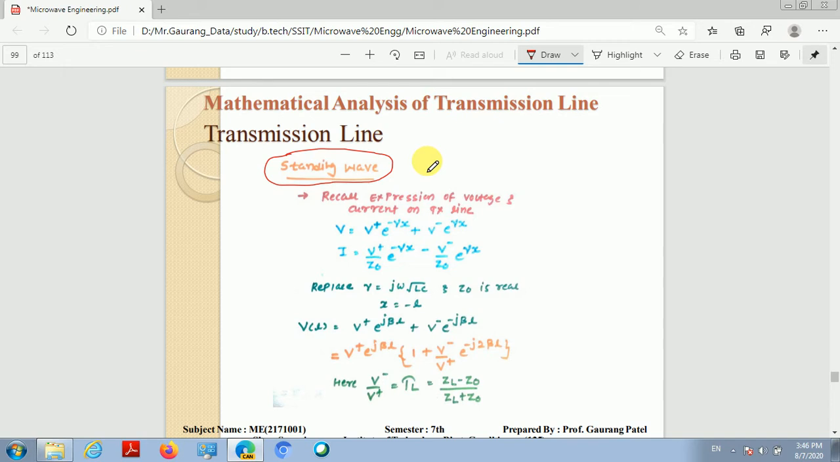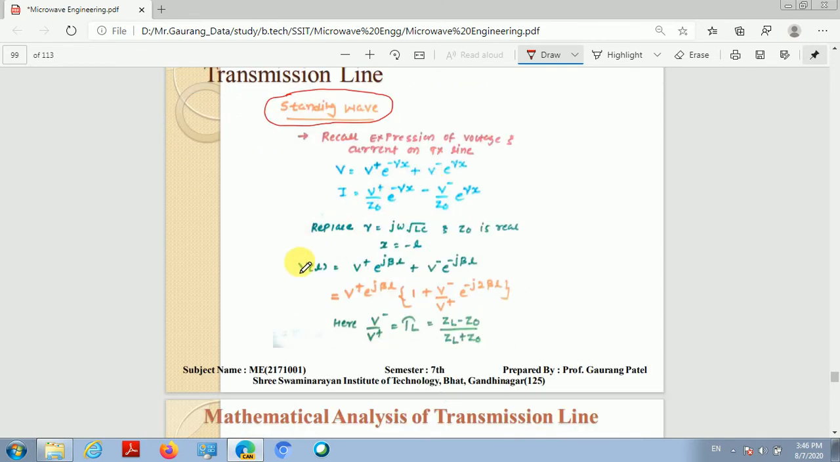So if you look at the expression of voltage on the transmission line, you can say that it is a combination of the forward voltage traveling wave and the backward voltage traveling wave. This is the voltage on the transmission line. V plus e raised to j beta L is the forward voltage traveling wave, and V minus e raised to minus j beta L is the backward voltage traveling wave. So ultimately this is the voltage standing wave on the transmission line.